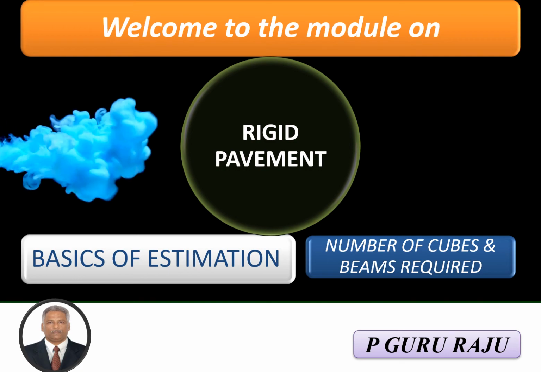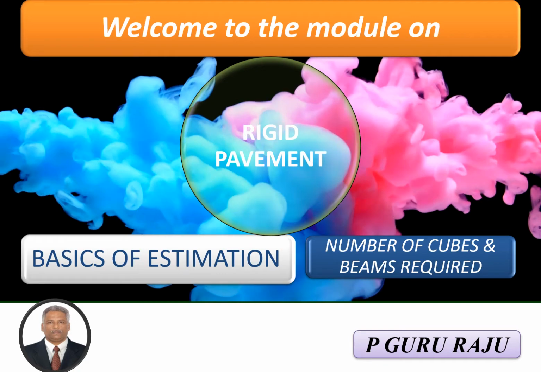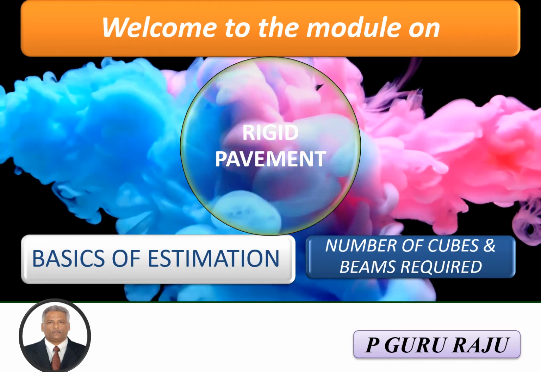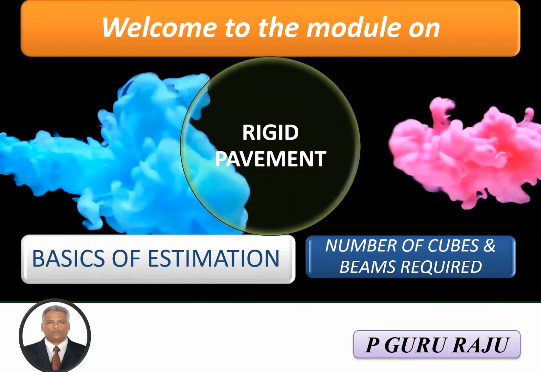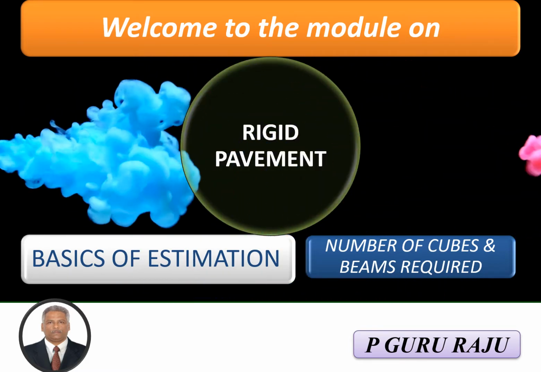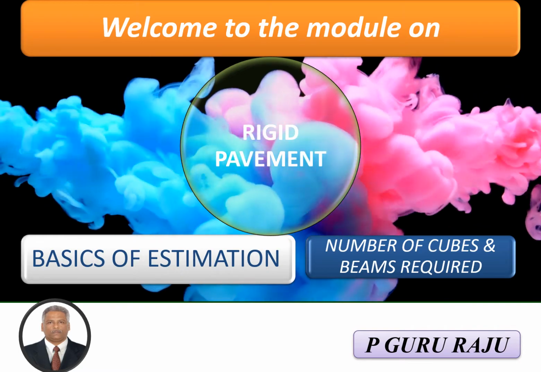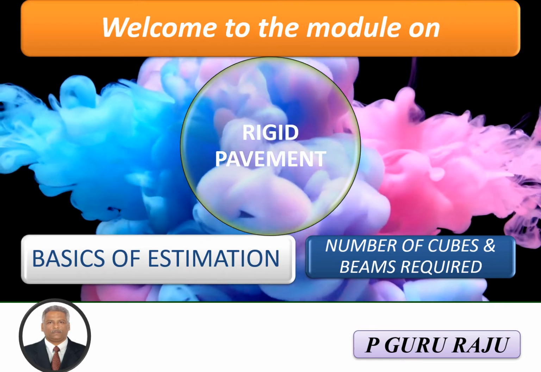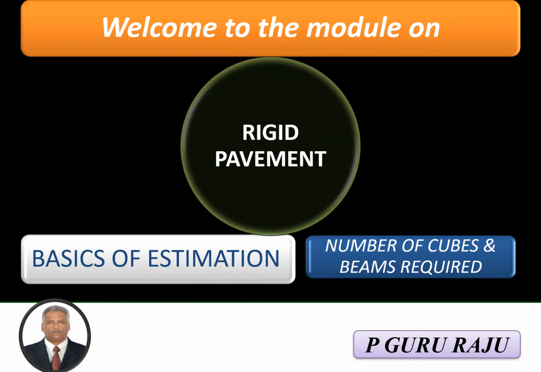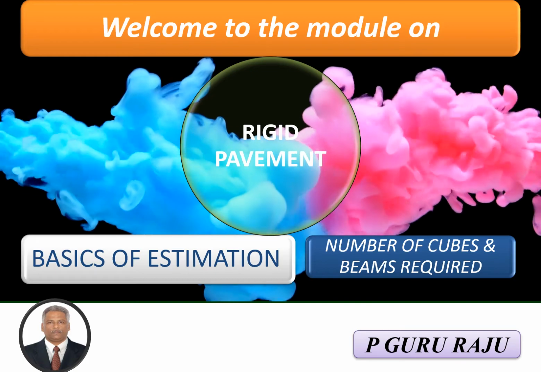Welcome to the module on basics of estimation. In this module, we will be covering the number of cubes or beams required in a rigid pavement for meeting the samples to be cast in the project, depending upon the quantity of concrete which is being paved and the length of the rigid pavement which is planned to execute.